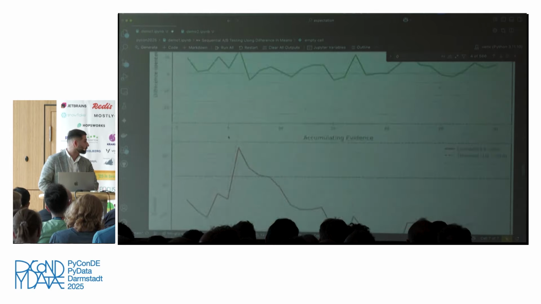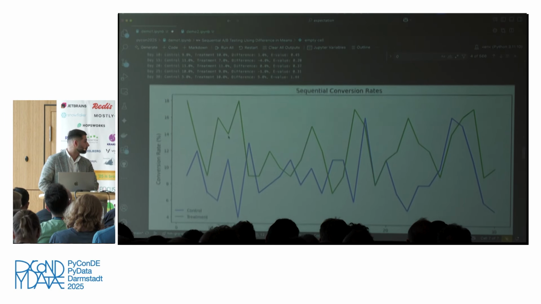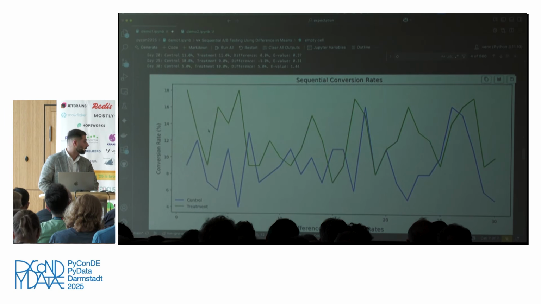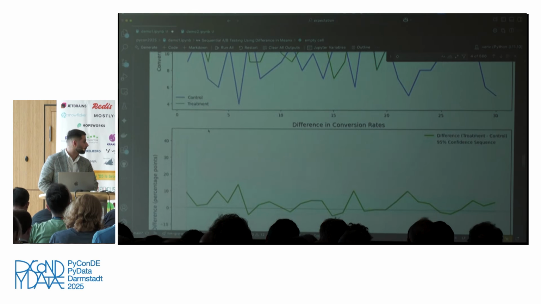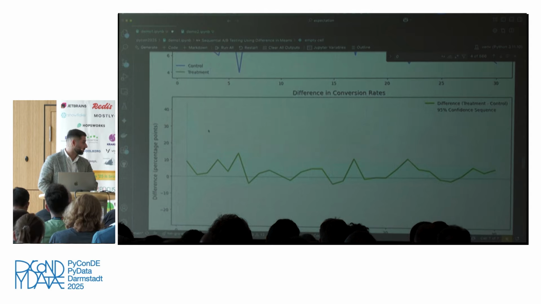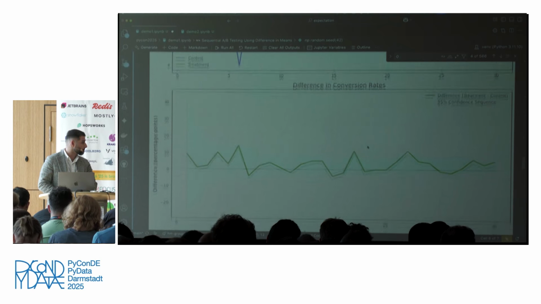What we generate first is this, how they perform over time. The next is the confidence sequence. If it covers 0, we could probably not reject the null. That's probably what you recognize when you do your A/B tests.